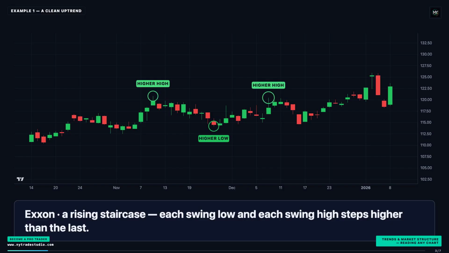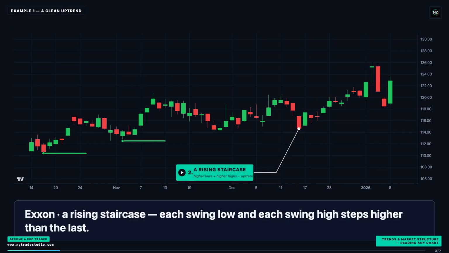Now the highs. The first peak tops near 117, the next pushes to almost 121, and the last breaks out to 126. Higher highs, stacked right on top of those higher lows, both the peaks and the valleys climbing together. And that is the entire read.